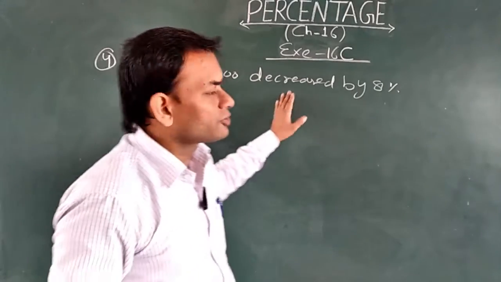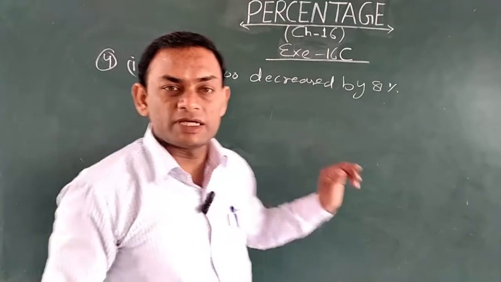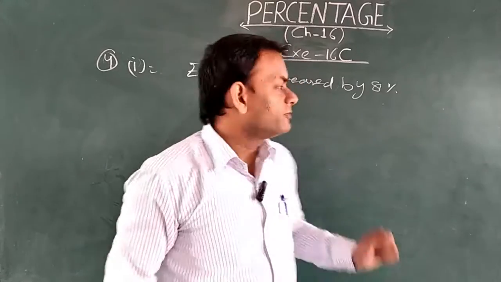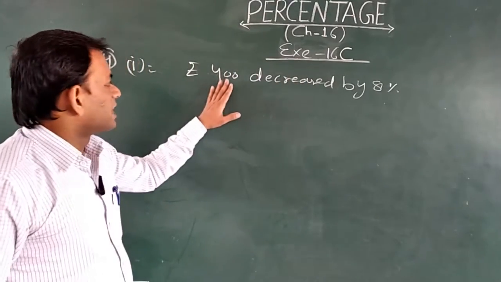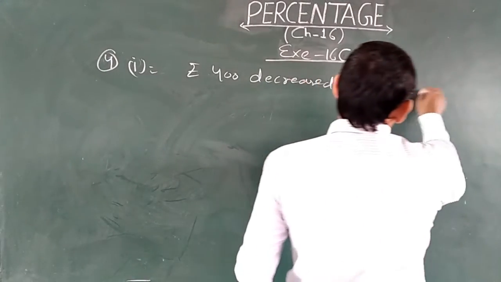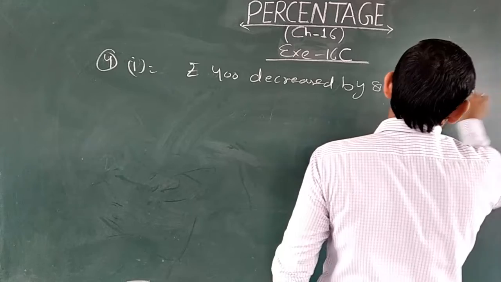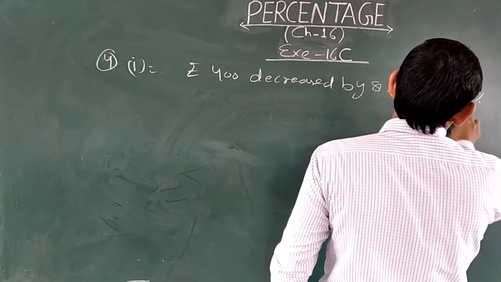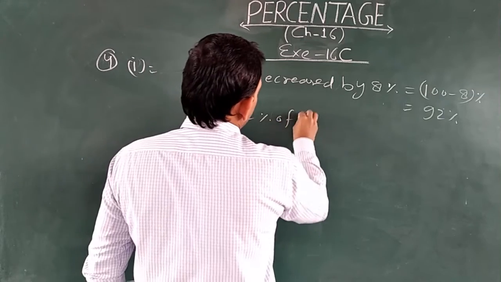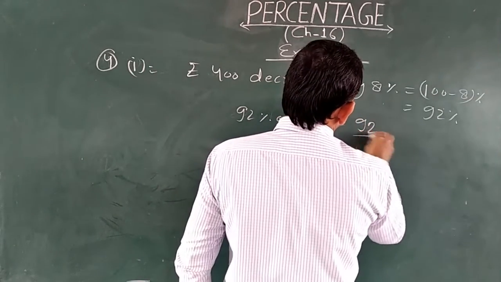When it is decreased or subtracted by 8%, it means the value of the 400 will remain up to 92%. So we will find 92% of the 400 rupees. So it will be 100 minus 8%, means 92%. So 92% of 400 will be 92 upon 100.